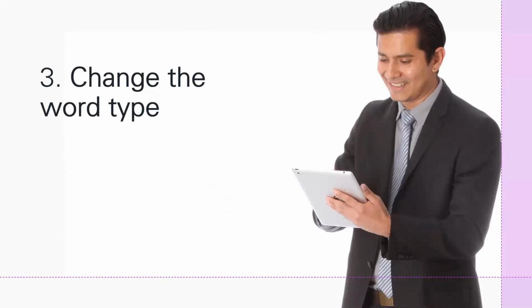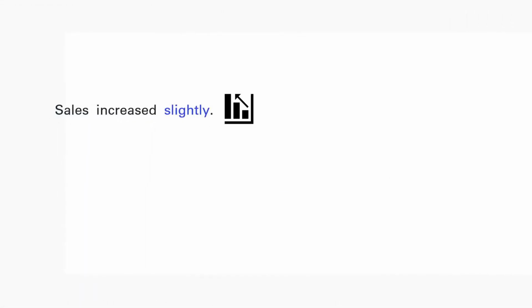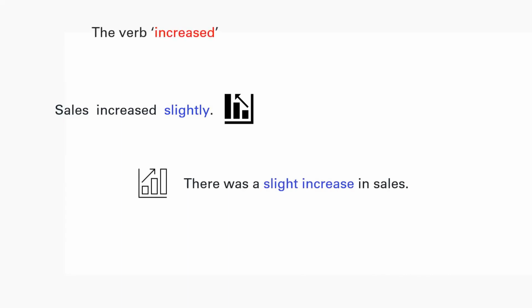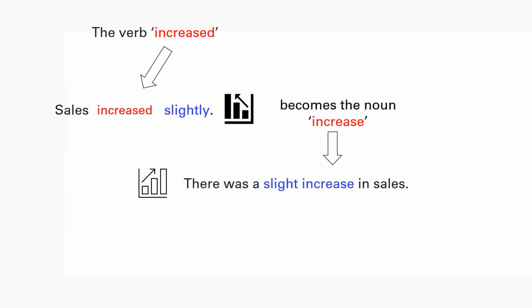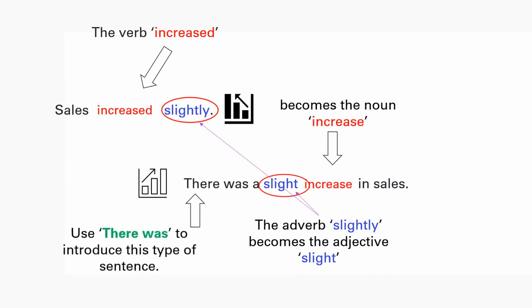The next thing is to change the word type. Now, what do I mean by that? I mean that adjectives can become adverbs, verbs can become nouns. We're actually changing the word type. We're really switching things up. Example, sales increased slightly. I've said, there was a slight increase in sales. So you can see the verb increased becomes the noun increase. You can see the adverb slightly becomes the adjective slight. We use the expression there was to introduce this type of sentence, this noun phrase. This is how you paraphrase. So that is the technique to paraphrase. So you're changing the word type, you're using synonyms, you're using a new expression to say exactly the same thing.